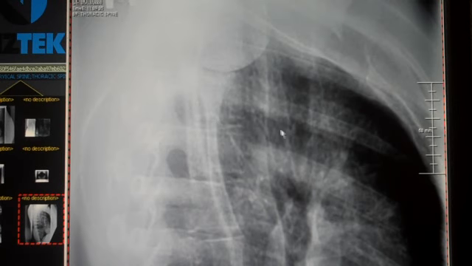We do see our tracheal airspace coming down through here, and so that's why it's so dark right there in that area. This concludes the lateral view.